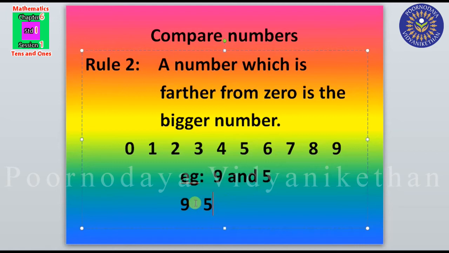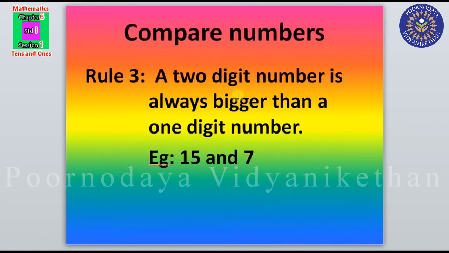So what can we say? 9 is greater than 5. This is the symbol of greater than or bigger than. 9 is bigger than 5. Clear? Then the third rule is a 2-digit number is always bigger than a 1-digit number.